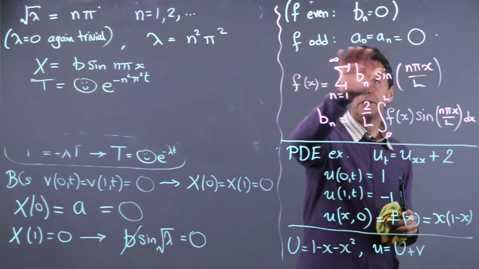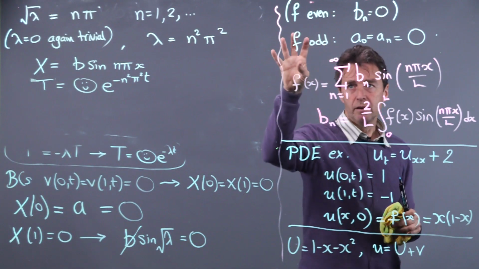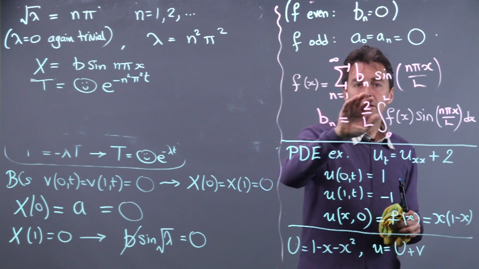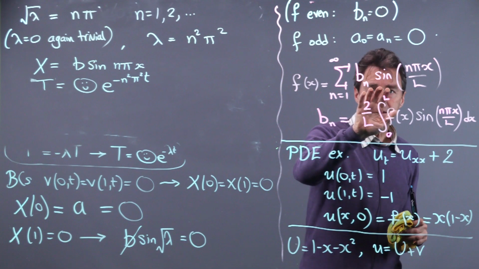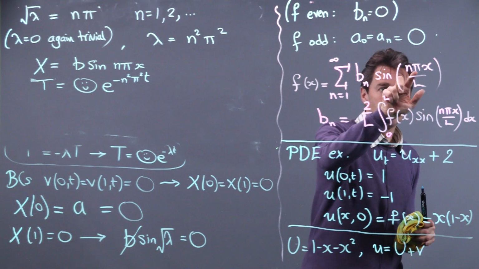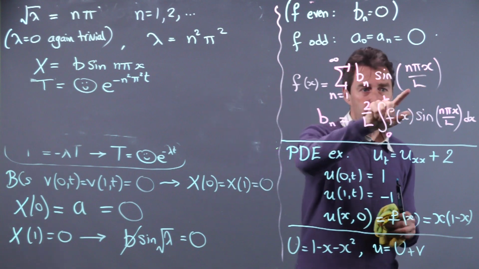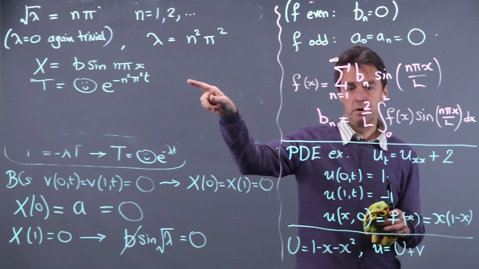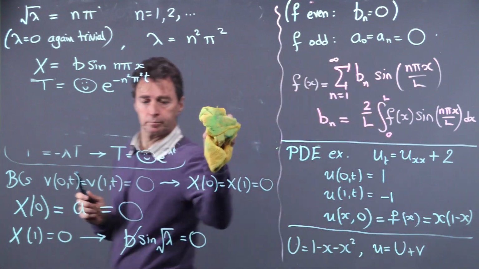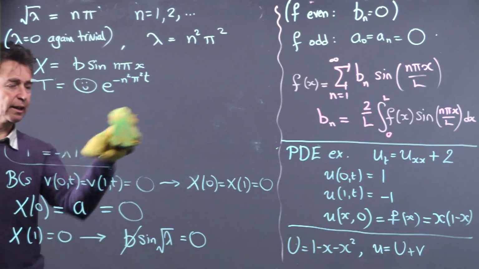As I said, we're going to be dealing with odd functions at some point, and for an odd function, the Fourier sine series is sine of n pi x over L. So clearly we're dealing with big L as 1 over here. That's looking ahead.